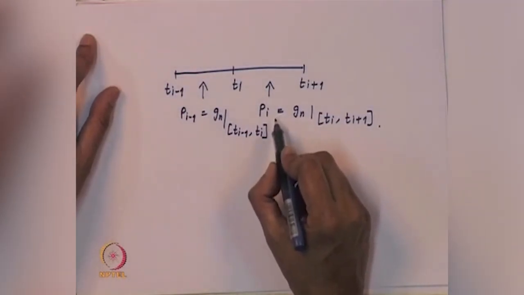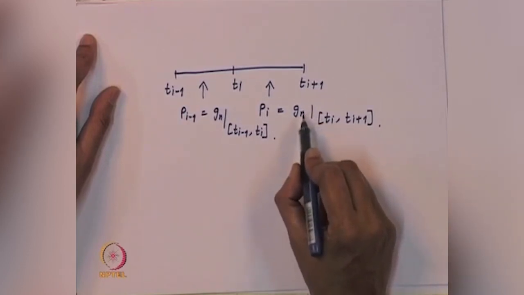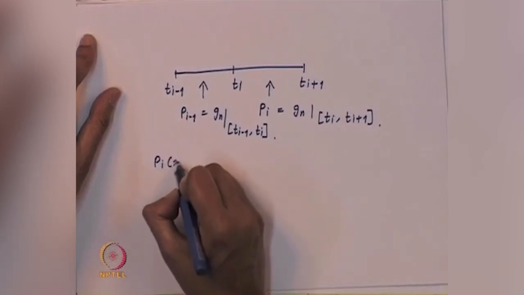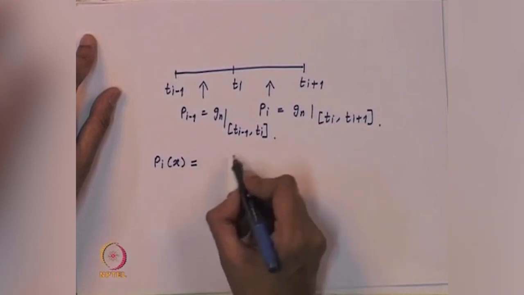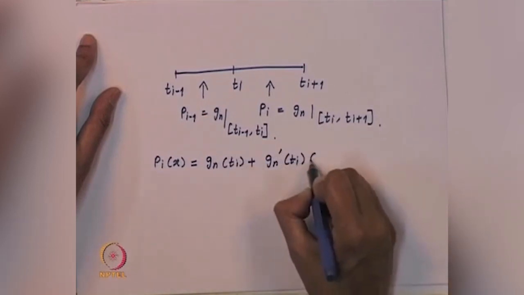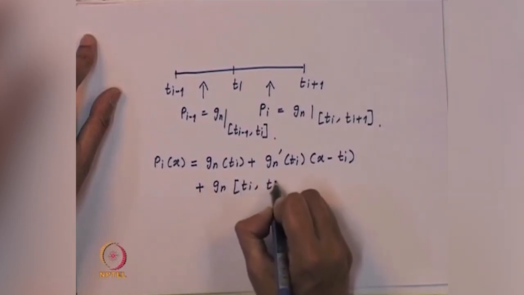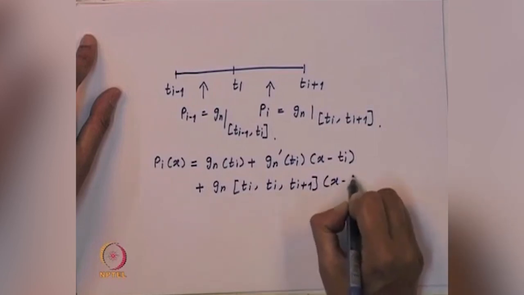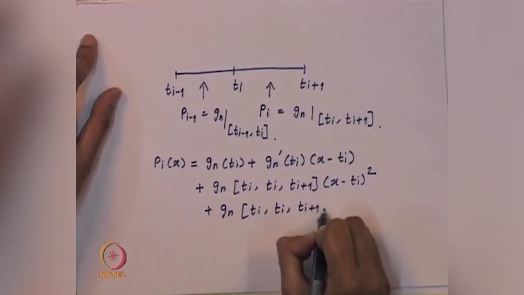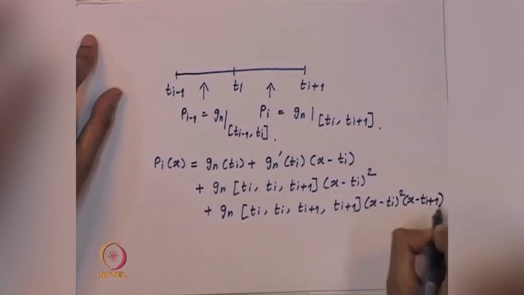The polynomial p_i we are going to write in terms of the value of g_n at t_i and value of g_n' at t_i. So, at present the derivatives are unknown. So, we have got p_i(x) to be equal to the same cubic Hermite polynomial: g_n(t_i) plus g_n'(t_i) into (x minus t_i) plus divided difference based on t_i, t_i, t_{i+1}, (x minus t_i) square, plus g_n[t_i, t_i, t_{i+1}, t_{i+1}], (x minus t_i) square, (x minus t_{i+1}).